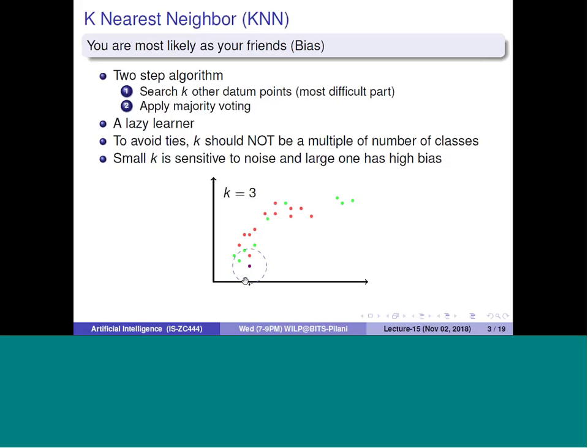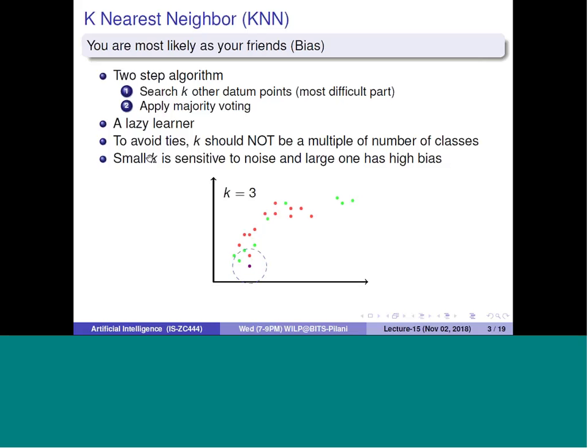Now you would agree with me, number 1, that to avoid ties you should use k equal to only odd numbers. If it is an even number, it may be possible that there are 2 green, 2 red, then you would be into the problem. So this k number should be an odd number, it should not be an even number, so that every time you can decide what the class should be.